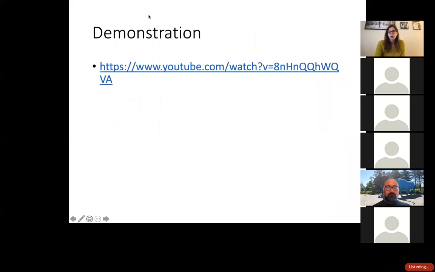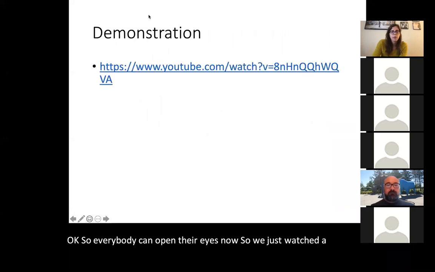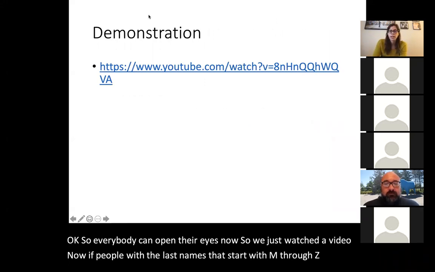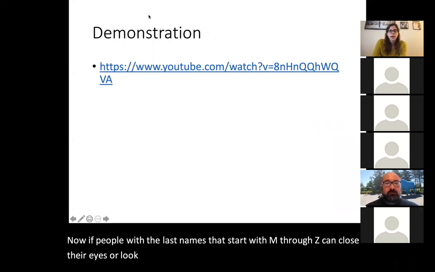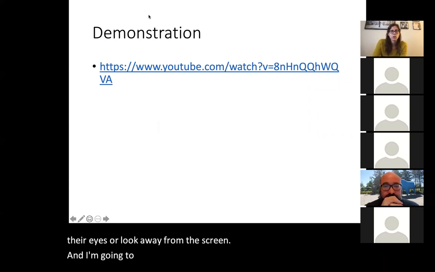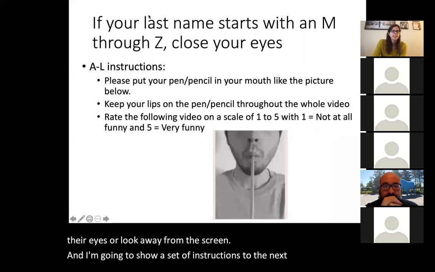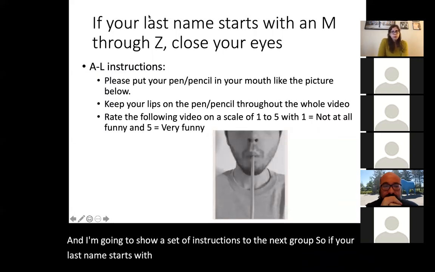Okay, everybody can open their eyes now. We just watched a video. Now, people with last names that start with M through Z can close their eyes or look away from the screen, and I'm going to show a set of instructions to the next group. If your last name starts with A through L, please read these instructions, otherwise look away from the screen.